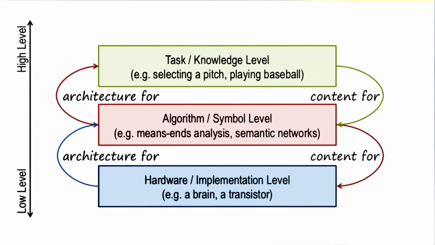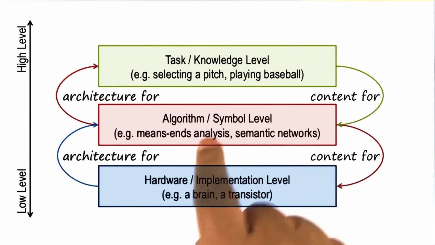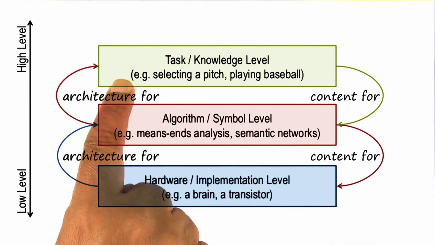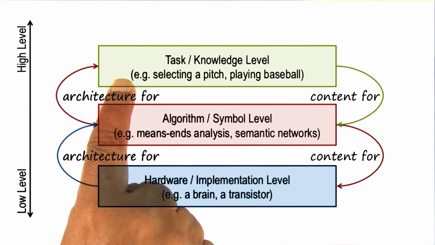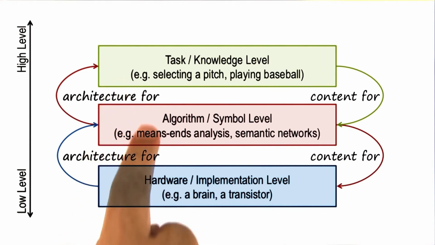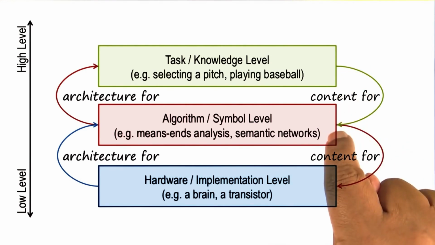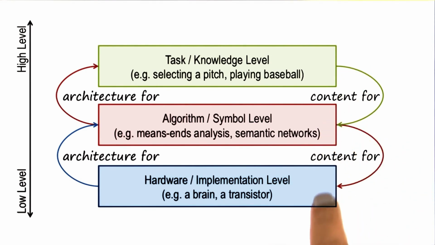It is the knowledge level that tells us what is the content of the knowledge that is required to play baseball. Once you have that content of knowledge, you can perhaps implement it in many different ways. One way is through a semantic network. Similarly, once you know what kind of decision you have to make and what the decision making process might look like overall, there might be many different methods of making that particular decision. Just like we can build a relationship between the task level and the algorithm level, a similar relationship exists between the algorithm level and the hardware level.